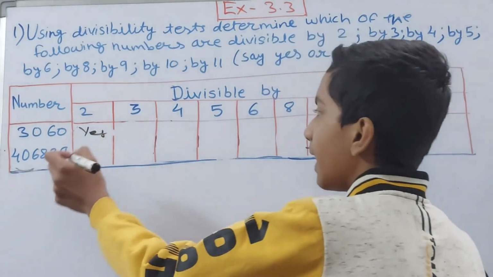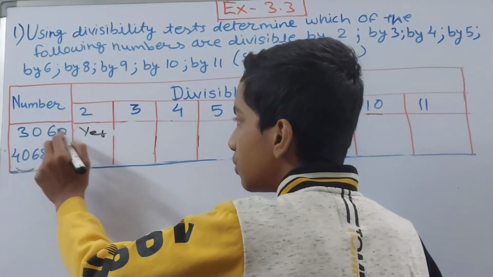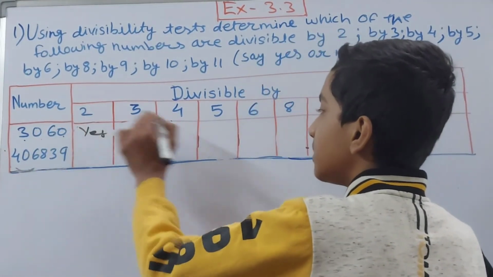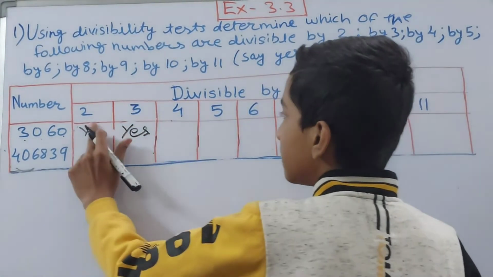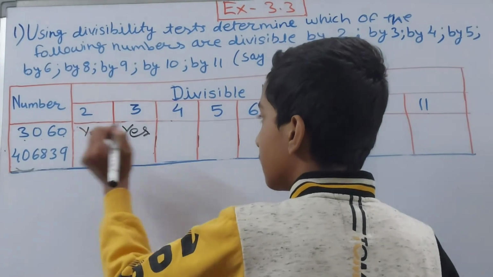At 3, add this 3 and 6, because 0 doesn't have any value. So 3 and 6, 9. 9 is a multiple of 3. So yes, it is divisible by 3 as well.